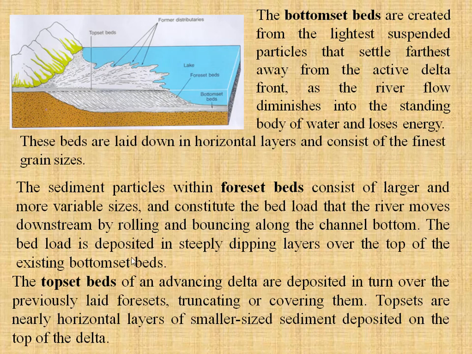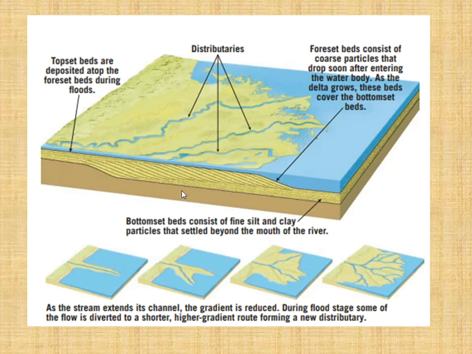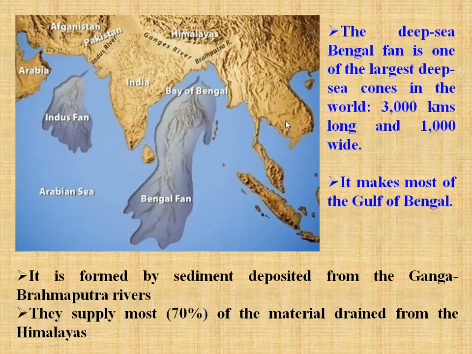This foreset follows the general profile of the sea floor, and that is how they get inclined. And during the time of floods, the top set covers these foreset deposits. These channels are known as the distributaries, and this is how the delta is formed. So ultimately the deposits, as I said, of delta are in the form of a cone.